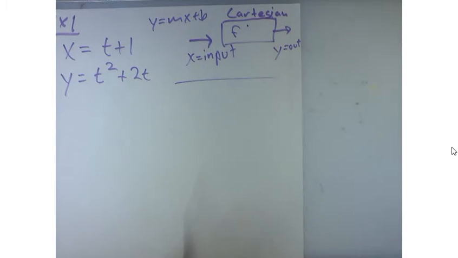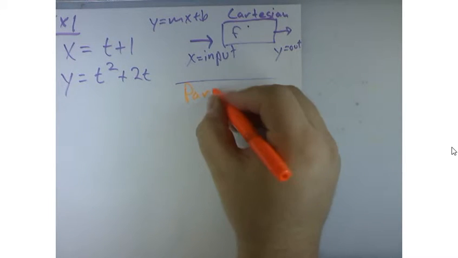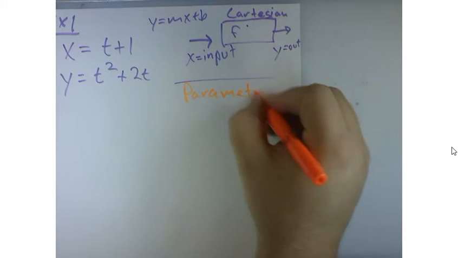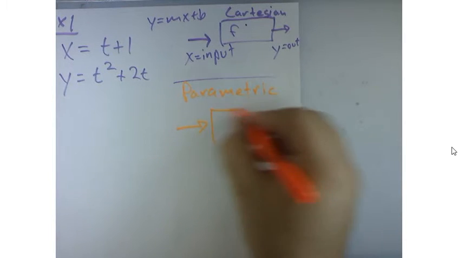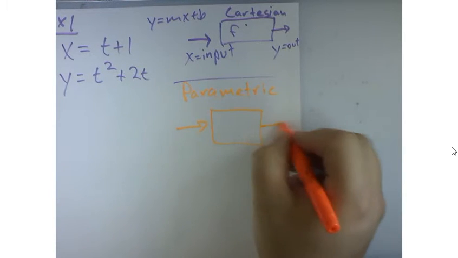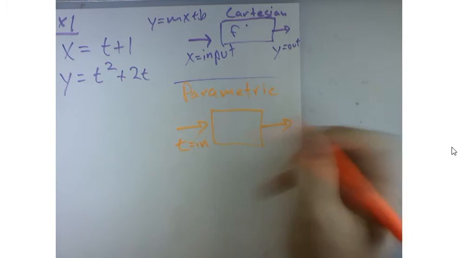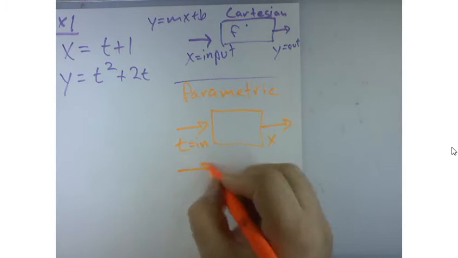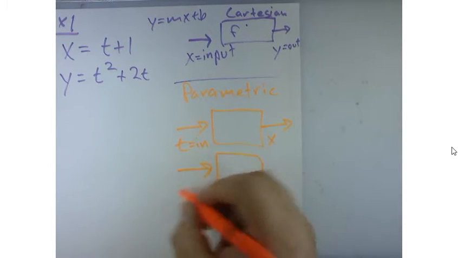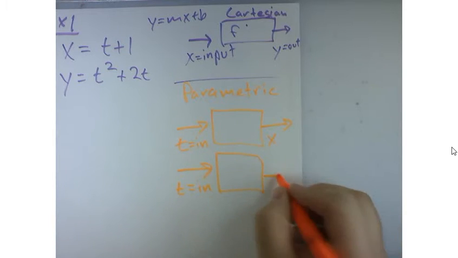Now, I'm going to write this in a different color. For parametric, can you guys see that okay? For parametric, it's a little different. Here, we get different values. We're going to plug in some value for t, that's the input, and we'll get an x value out of it. Then we're going to repeat that process, and we'll plug in that same value for t and get a y value out of it.